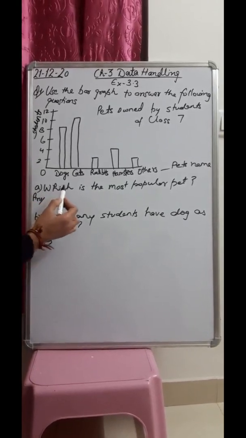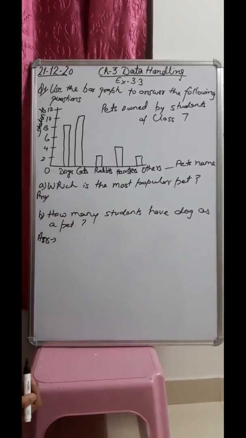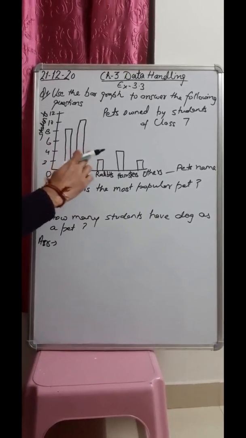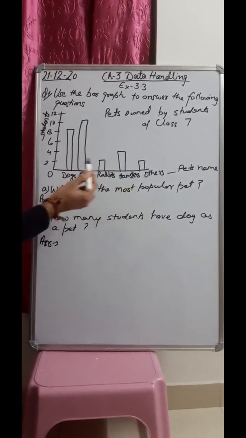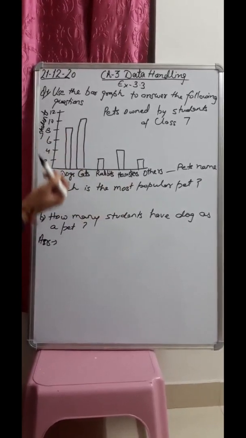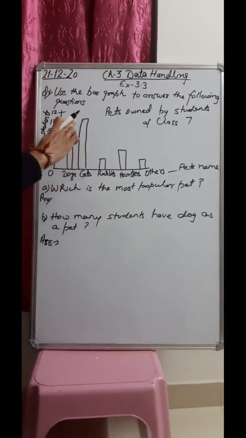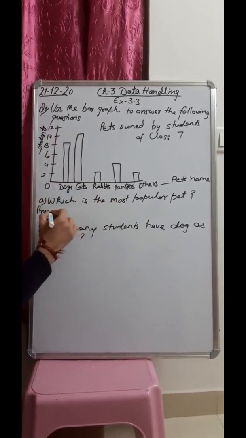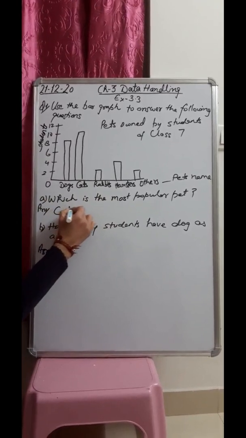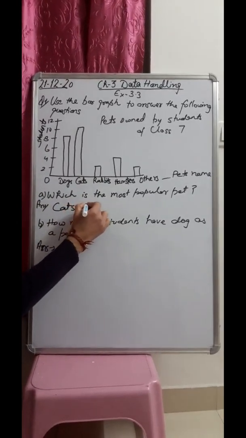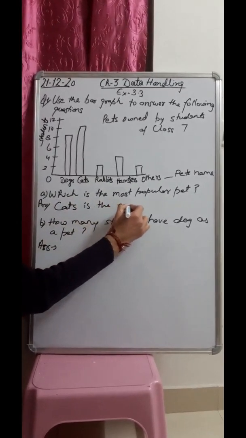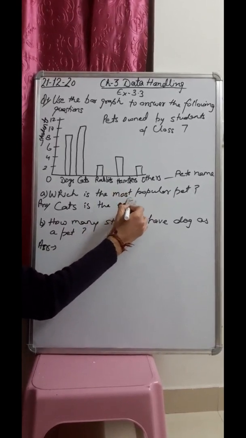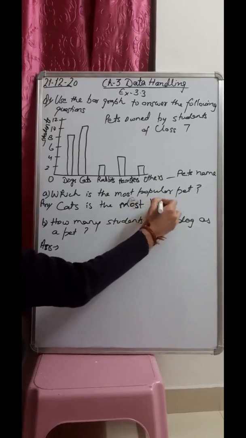So first is, which is the most popular pet? So by studying this bar graph we come to know that the most popular pet is cat. Why? Because the bar of a cat is the highest bar. So we can say the cat is the most popular pet.